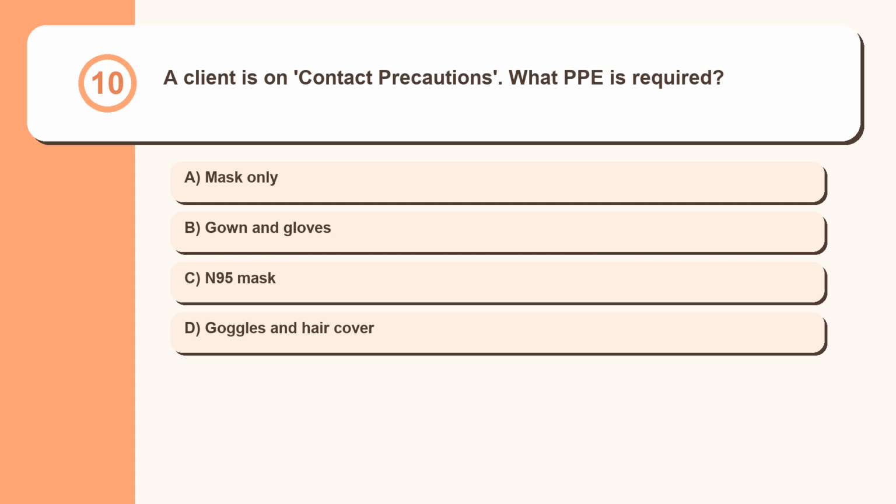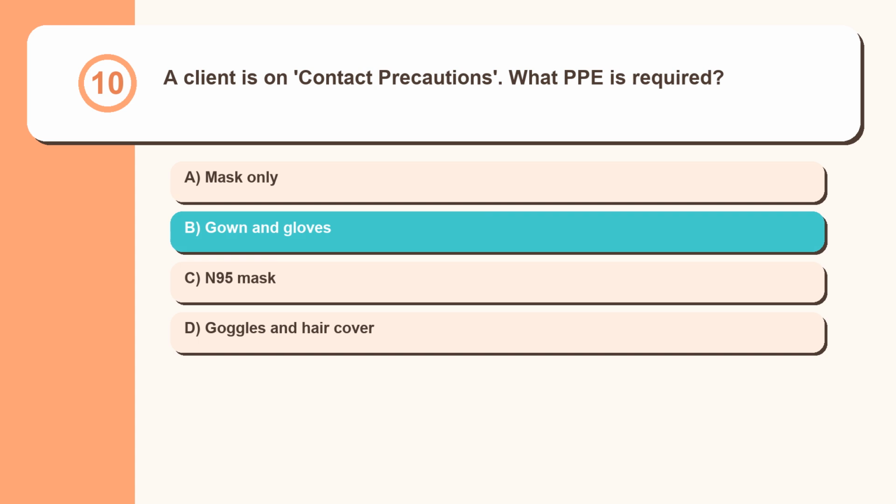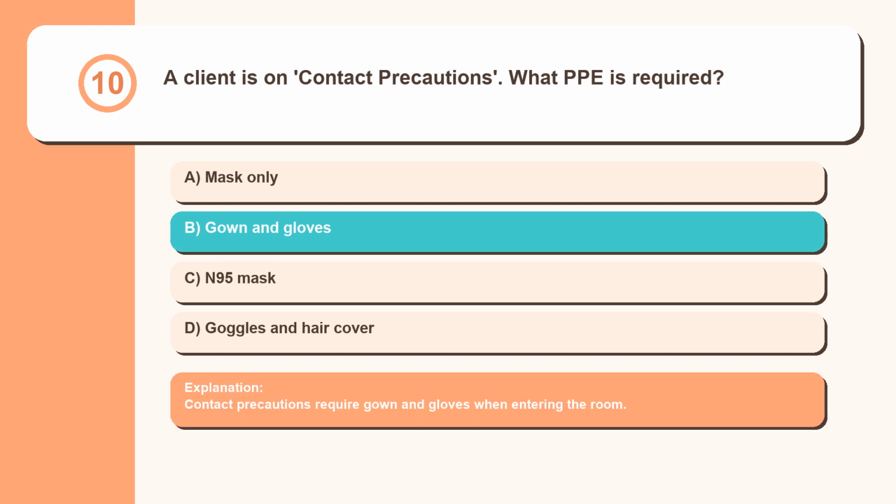Question 10. A client is on contact precautions. What PPE is required? Mask only, gown and gloves, N95 mask, goggles and hair cover. Contact precautions require gown and gloves when entering the room.